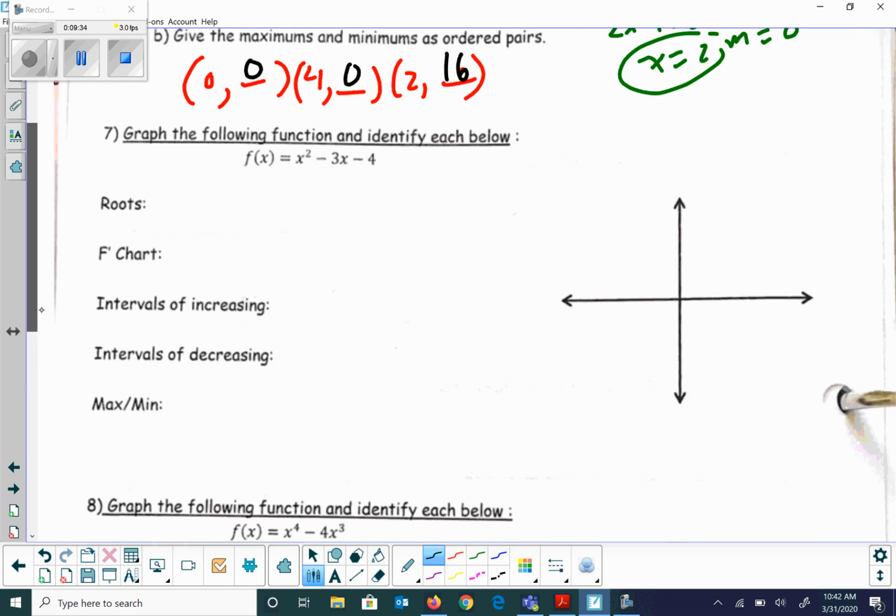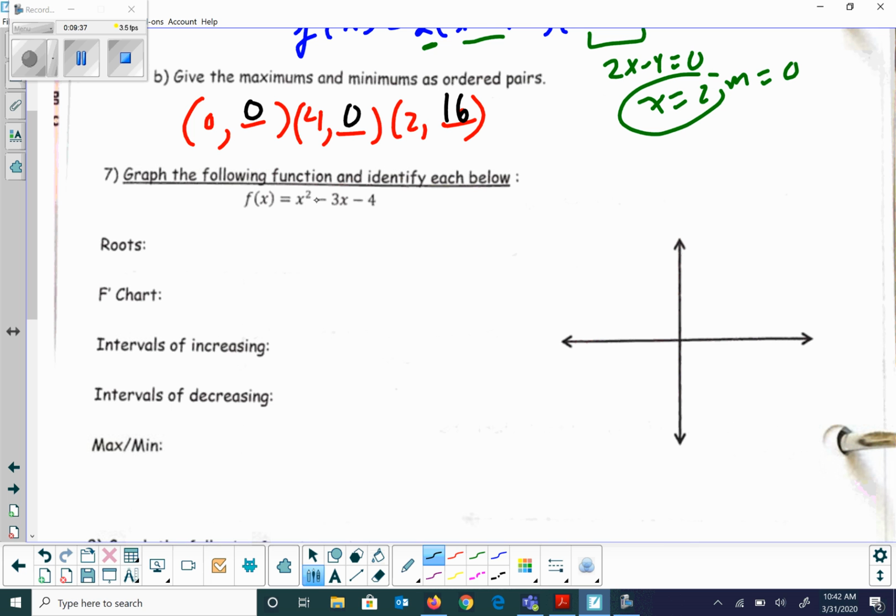Let's see what else. Those are the last two. All right, graph the following function and identify each of the following. So if I were to factor this out, I'm going to get x minus 4 and x plus 1. So that means I have a root at 4 comma 0 and at negative 1 comma 0. So we can go ahead and plot those.